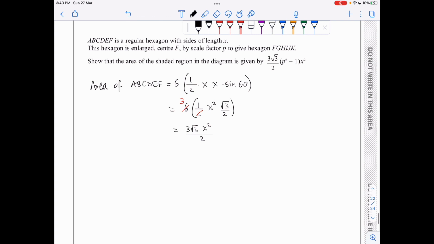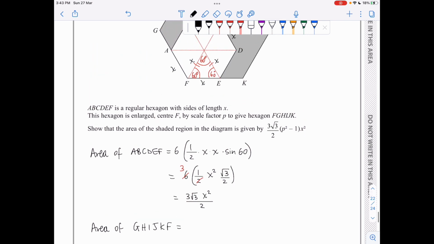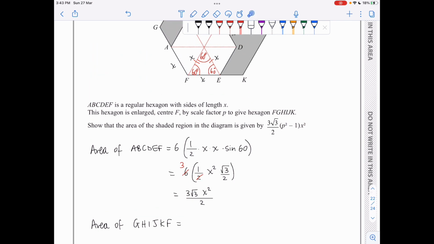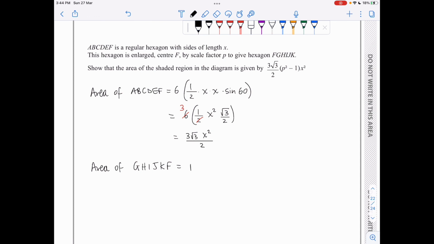And now the area of hexagon GHIJKF, I'm going to use the fact that one is an enlargement of the other by a scale factor of p. So if I enlarge something by a scale factor of p, it means that the area is being enlarged by a scale factor of p squared. So it's going to be p squared times what we got above.